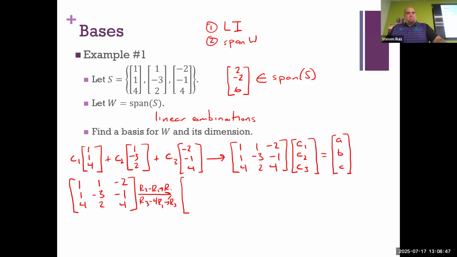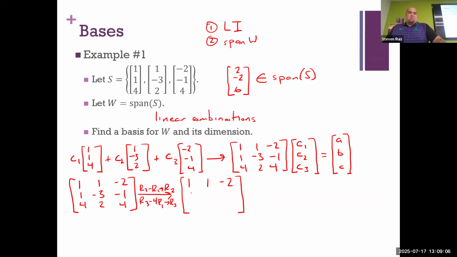Either I misheard you or I think this is what we should do. You may have said it correctly, I may have misheard you. But I think we're going to leave row 1 the same: 1, 1, negative 2. And we're going to use row 1 to alter both of the other rows.